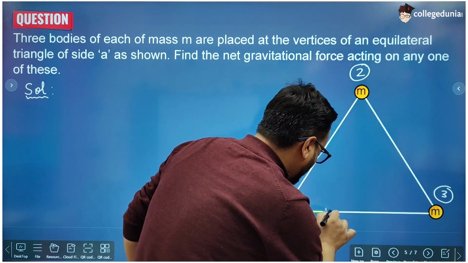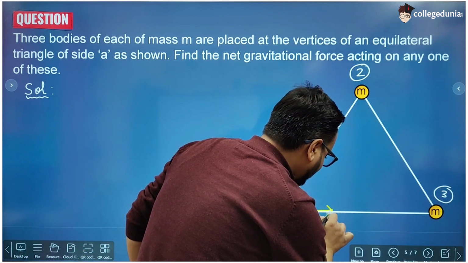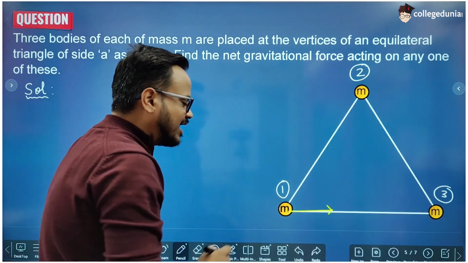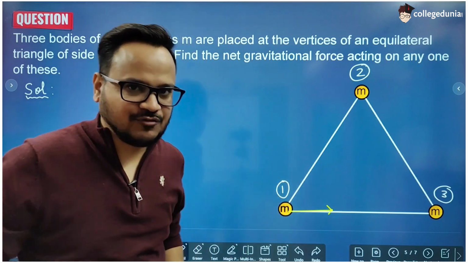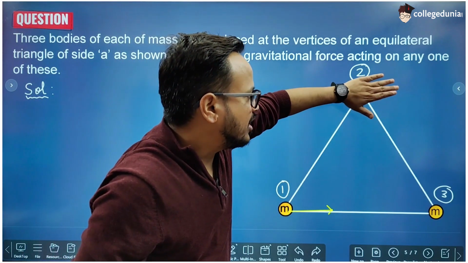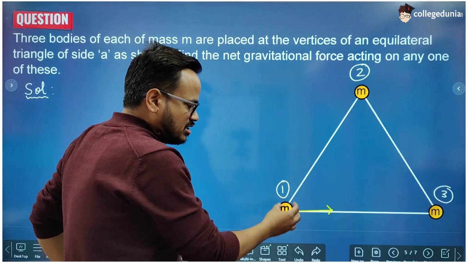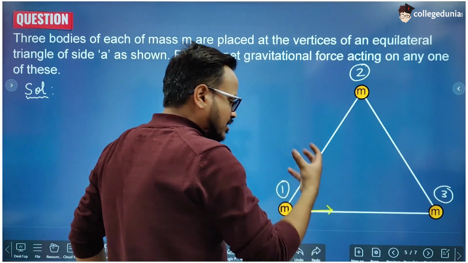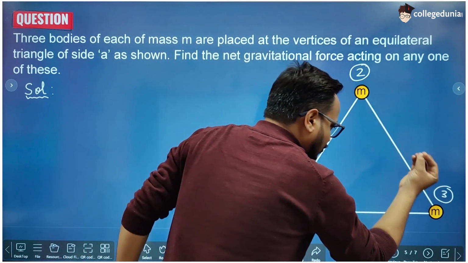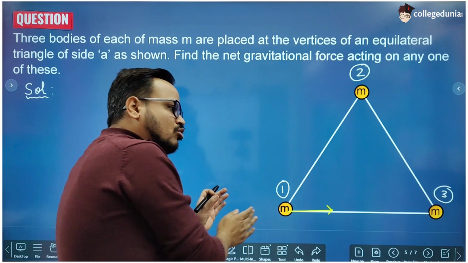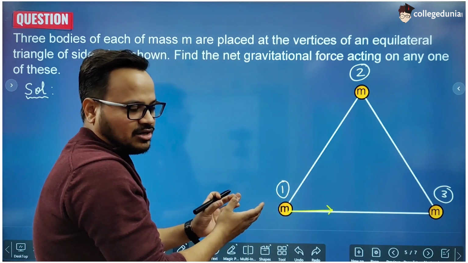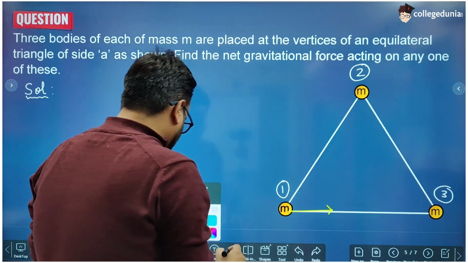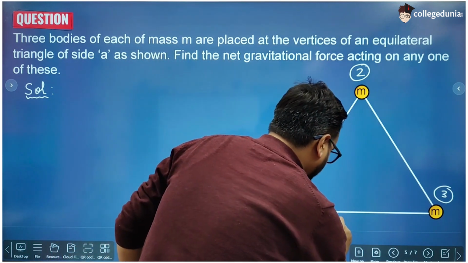Because 3 is going to attract 1 towards itself, because gravitational force is an attractive force. If you forget this body, just imagine that this body is placed here. So what will happen on this body in presence of 3? It will try to move towards 3, na? Because gravitational force is an attractive force, right? So let's call this force F1.